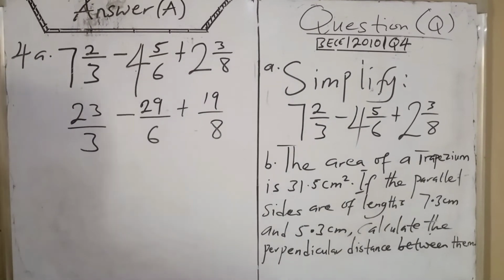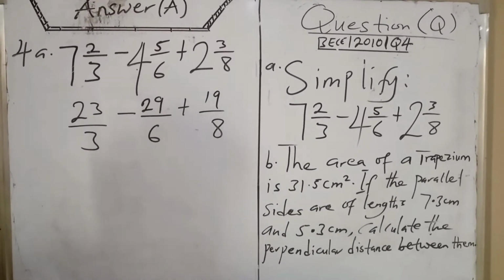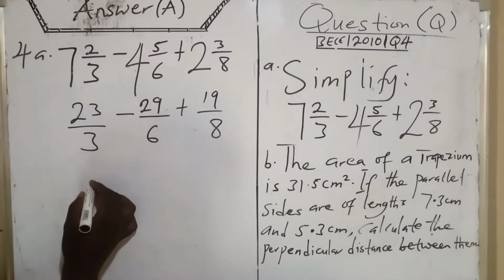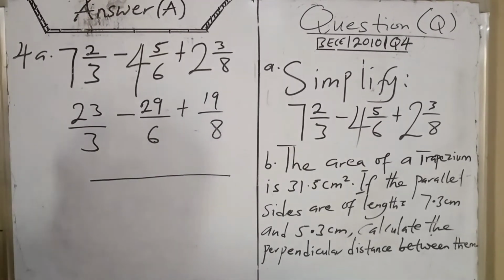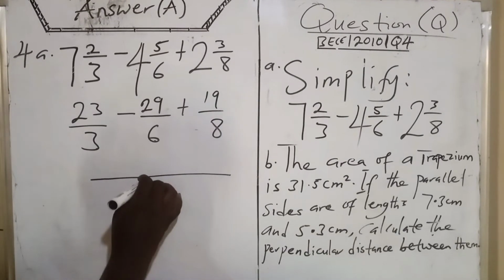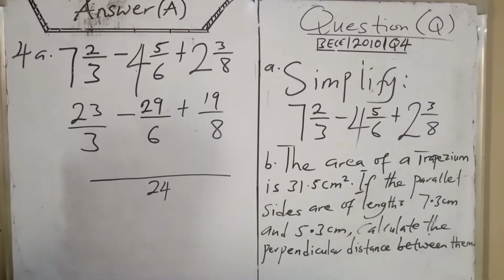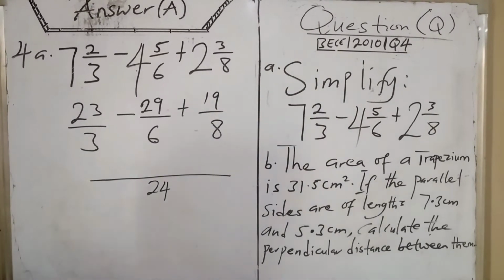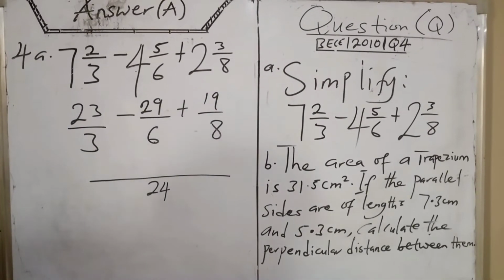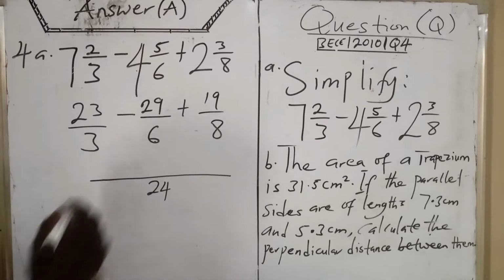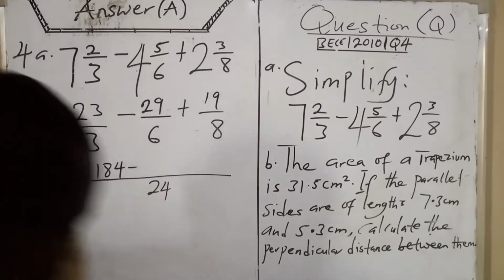The next step is to find the LCM of the denominators. The LCM of 3, 6, and 8 is 24. 3 enters into 24 eight times, and 8 multiplied by 23 gives us 184.